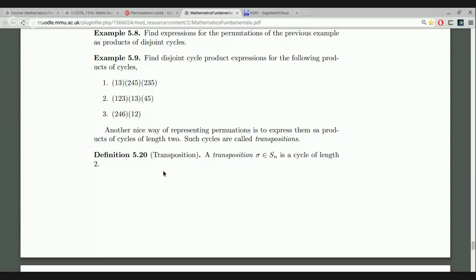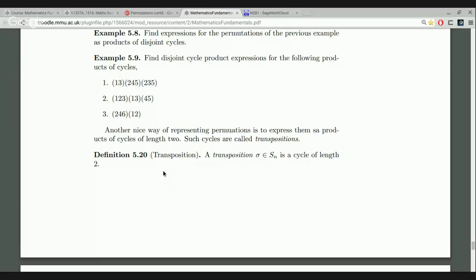Is there an easy way to write down some description of sigma inverse? You just go from right to left. Yeah, so it's the same string of symbols, the same string of labels, but written down in the opposite cyclic order.